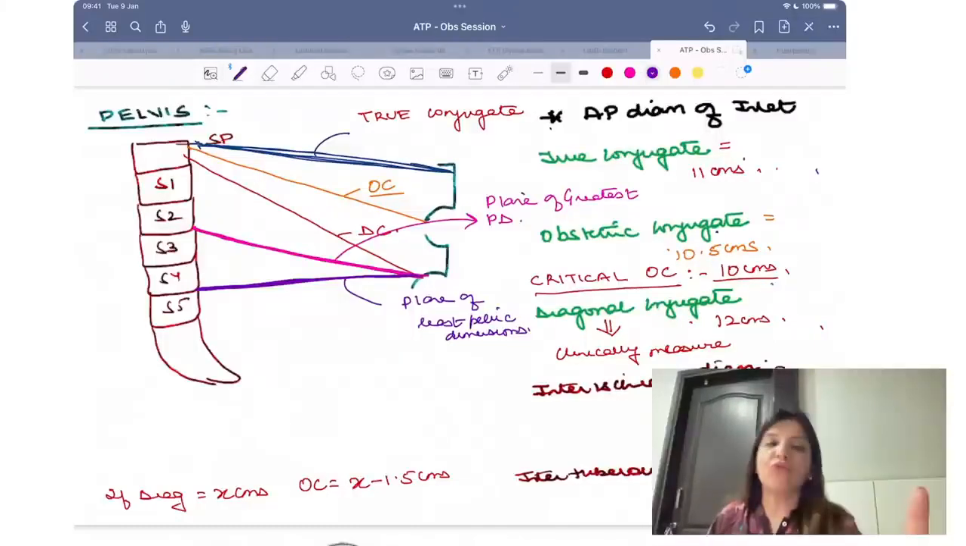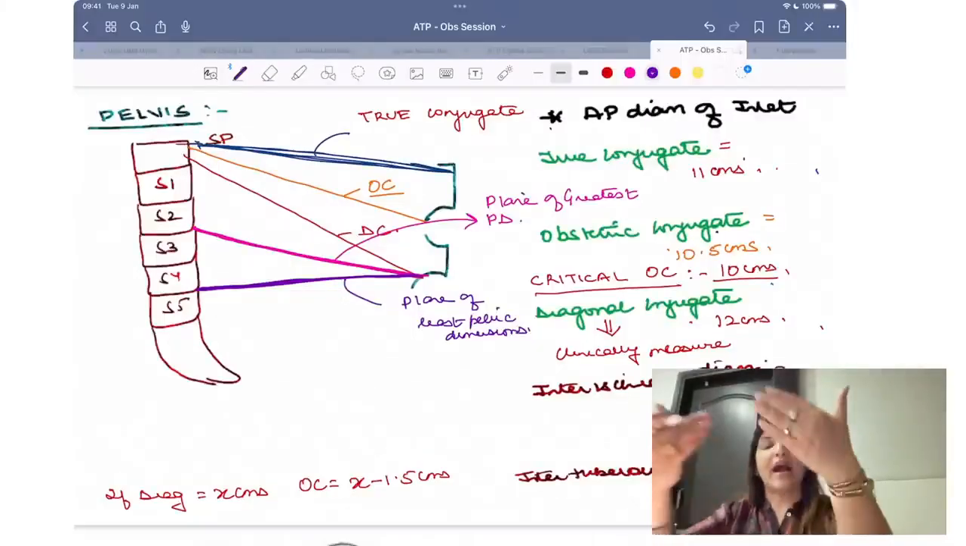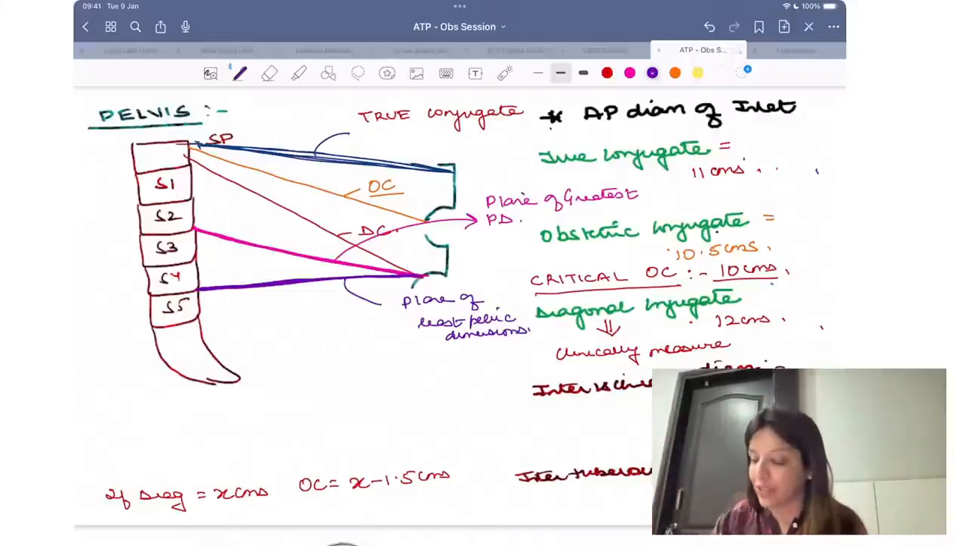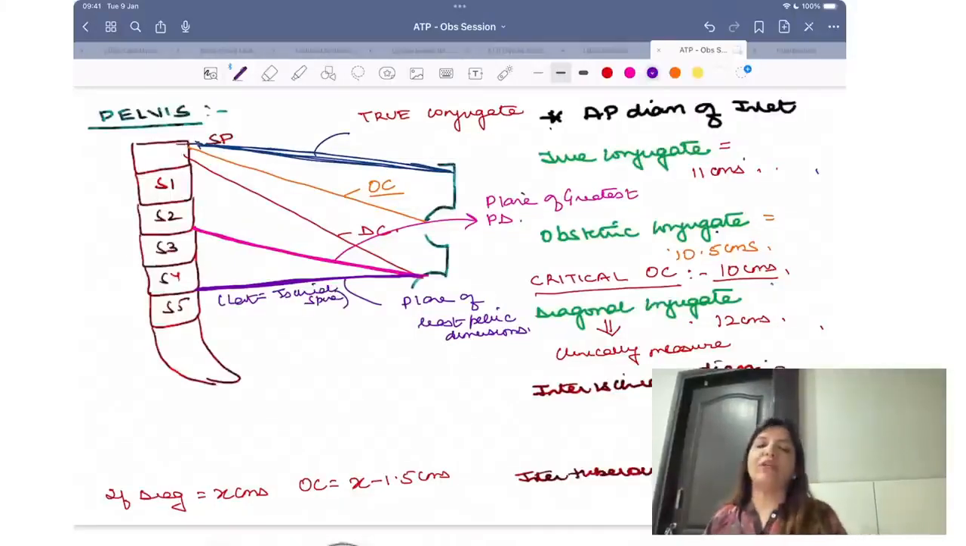Okay? So all of you remember that if you are drawing a plane from S to S3 going up till the pubic symphysis, that is called the plane of greatest pelvic dimension, and from S4, S5 going up till the pubic symphysis, that is the plane of least pelvic dimensions. In the plane of least pelvic dimensions, posteriorly you have S4, S5, anteriorly you have the pubic symphysis. Laterally, what comes in between? Laterally comes the ischial spine.